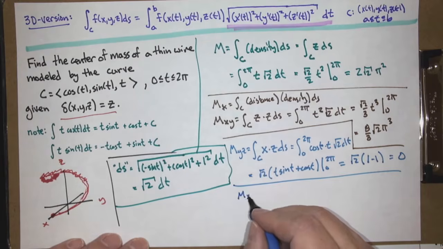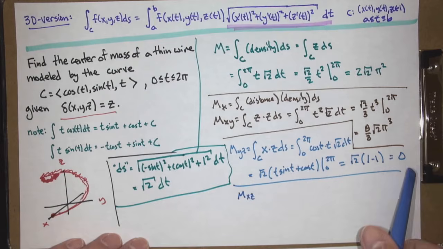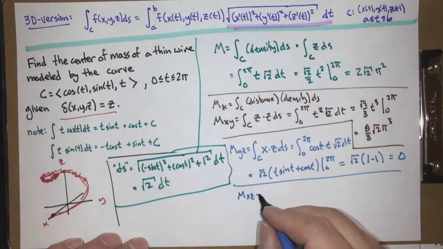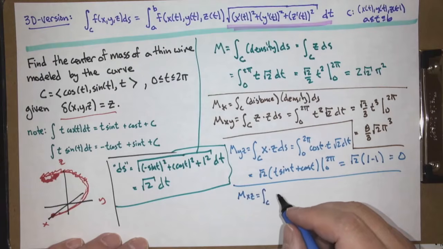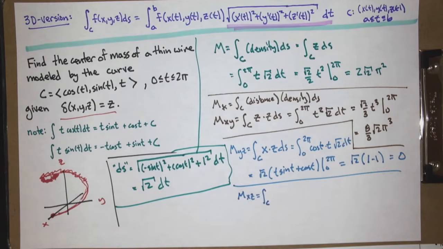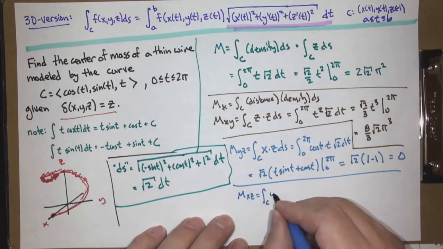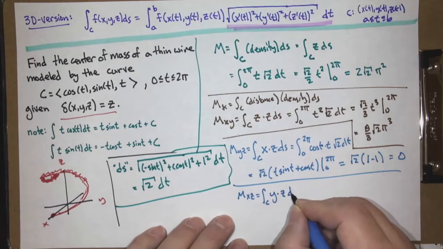We have one more, xz. The last one was 0. So what do you think? Will this one be 0 as well? One way to find out. What's our distance to the xz plane? Oh, you meant the variable y. Oh my gosh, I can't believe I did that twice in one day.